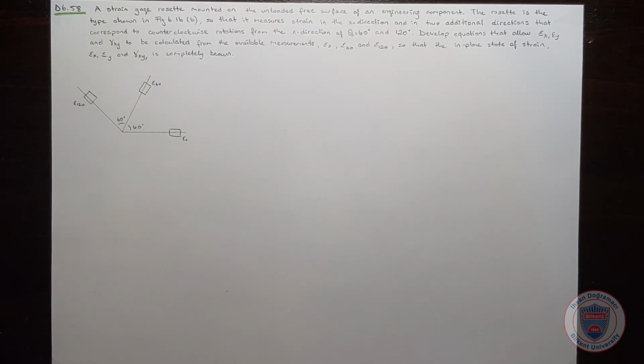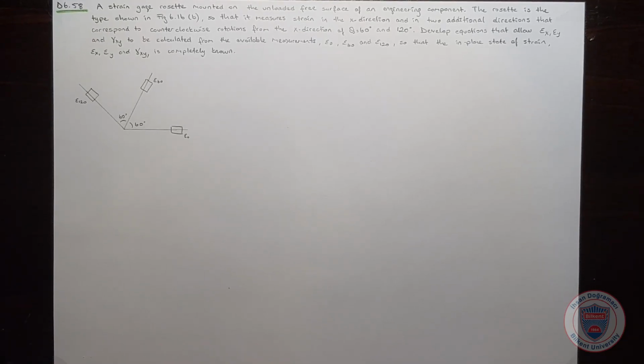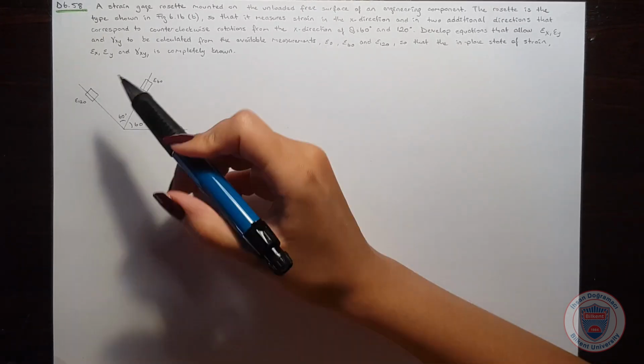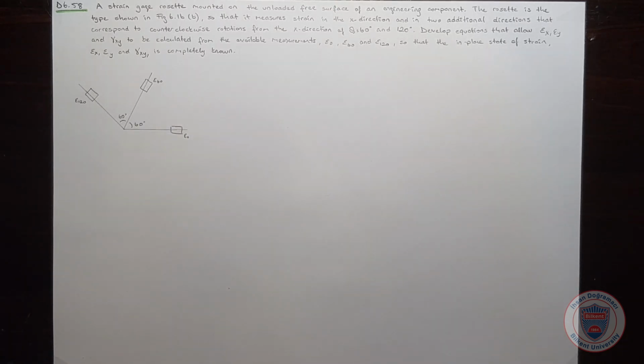A strain gauge rosette is used to measure strains in the x direction and two other directions, which correspond to counterclockwise rotations from the x direction of theta equal to 60 degrees and 120 degrees. Our goal is to develop equations that allow epsilon x, epsilon y, and gamma xy to be calculated from the available measurements, which are epsilon 0, epsilon 60, and epsilon 120.